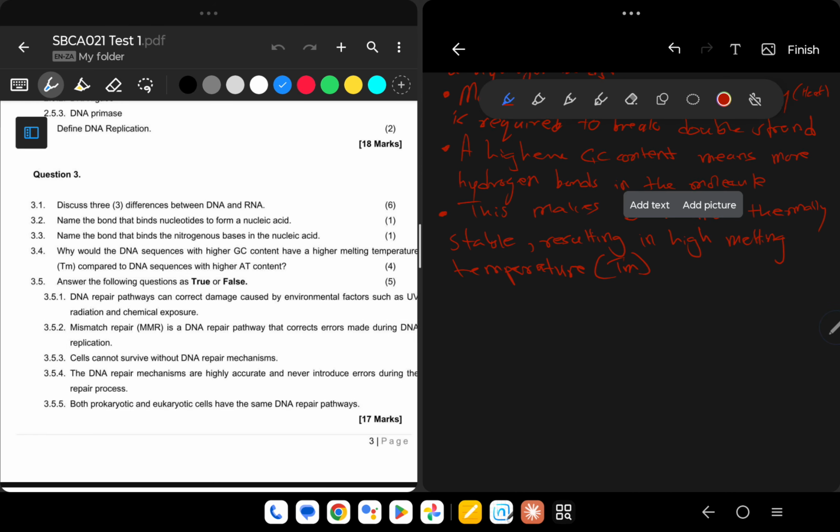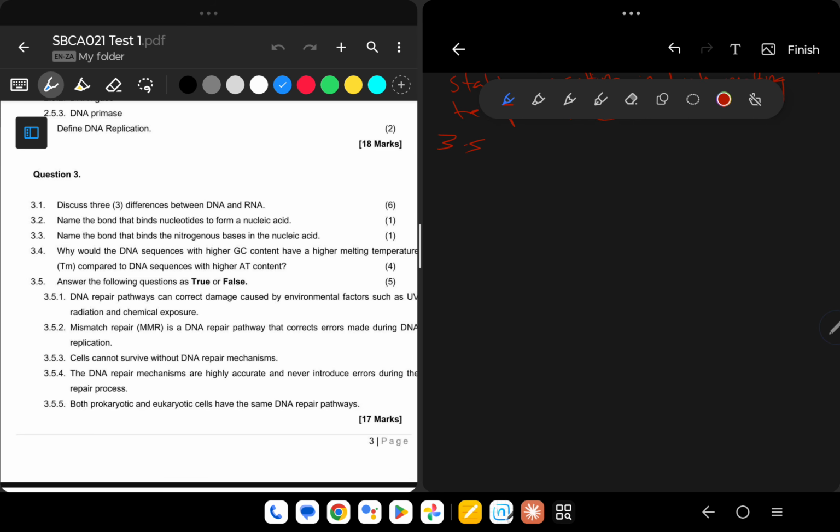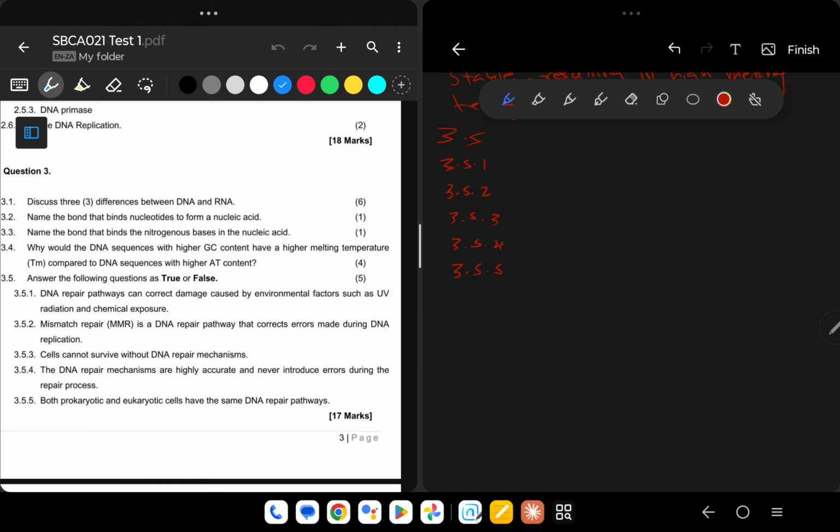So now let's look at 3.5. In 3.5, we're speaking about true or false. So you have 3.5.1, 3.5.2, 3.5.3, 3.5.4, 3.5.5. The first one says DNA repair pathways can correct damage caused by environmental factors such as UV radiation and chemical exposure. This is true. And then what about 3.5.2?